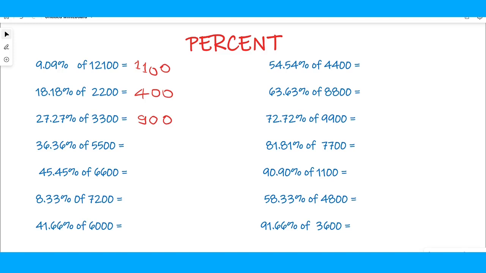By converting the percentage into fraction, we can calculate the percentage very fast. 36.36% of 5,500. 36.36% is 4 upon 11. On dividing 5,500 by 11, we get 500. And 4 times 500 is 2,000. Thus 36.36% of 5,500 is 2,000.